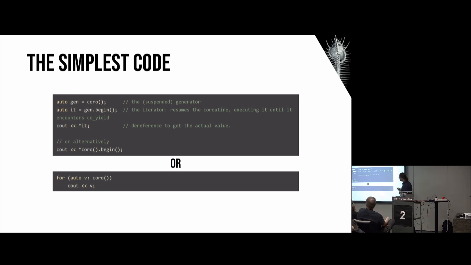Well, there are actually several ways to use it. The first one is maybe the more explicit one. We can say gen is the object returned by coro. It's a range. I'm going to call it a range because it is a sort of range. It supports the range API. And we can get an iterator to the begin, increment and dereference it to get the actual value. Or we can just, for example, print it that way.